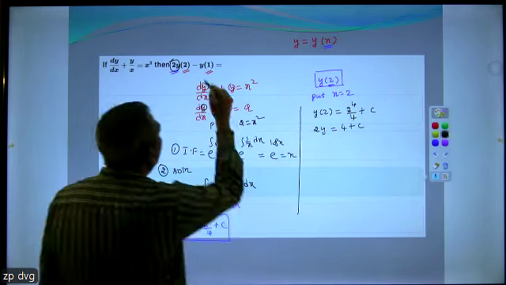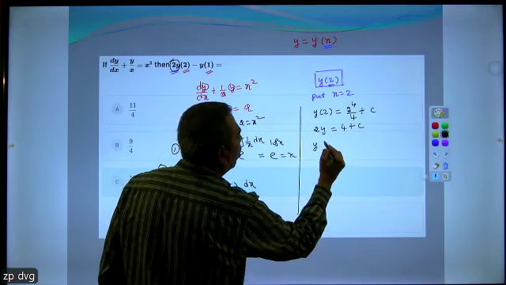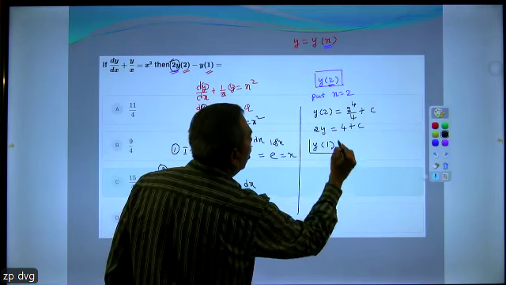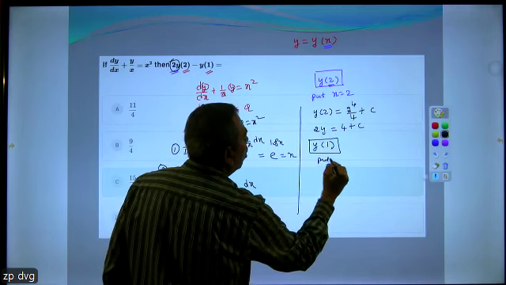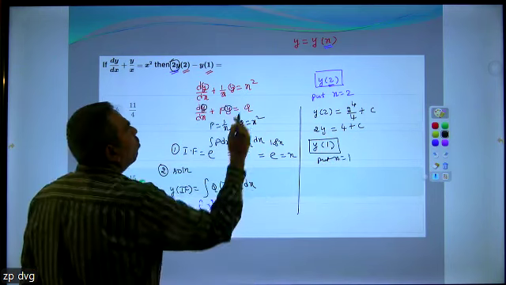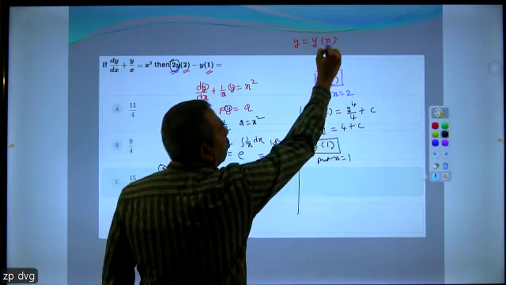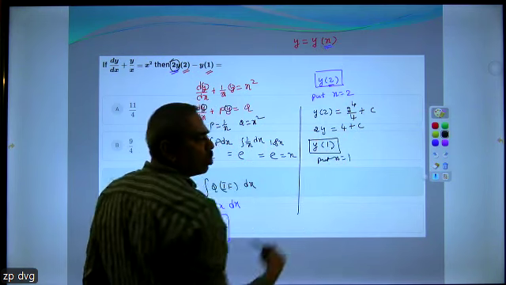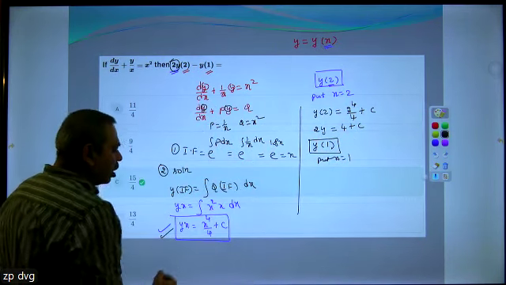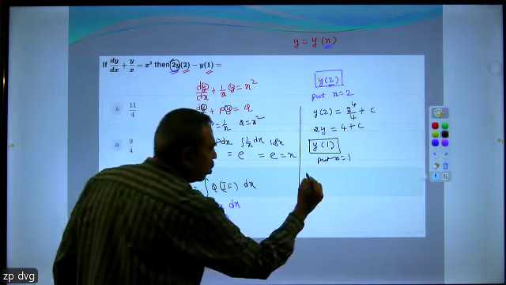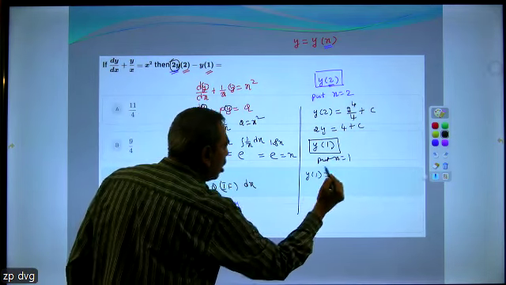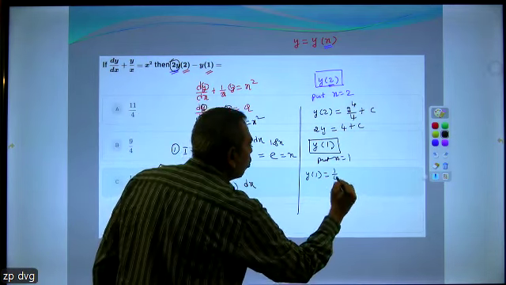Okay. Next, I want y of 1. But to get y of 1, you have to put x is equal to which value? 1. Because y of 1 is like y of x. So in place of x, what is there here? 1. So you put x is equal to 1 in this one again. If I put x is equal to 1, we get y into 1 is equal to 1 by 4 plus c.